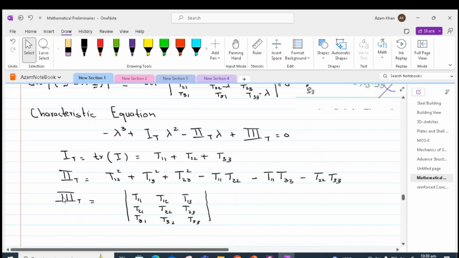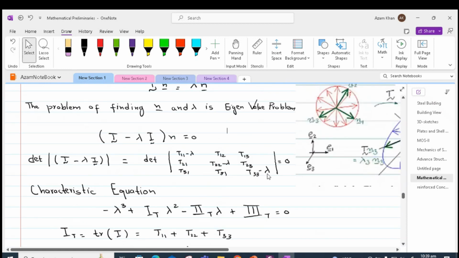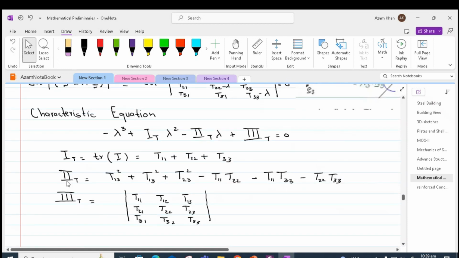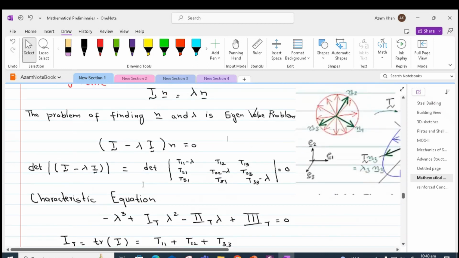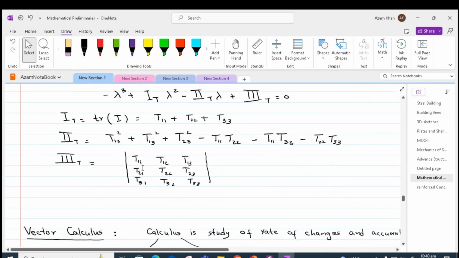1t, 2t and 3t. The invariant 1t is equal to the sum of the diagonal elements of the transformation matrix. The second invariant 2t is equal to t12 squared, t13 squared, t23 squared all added, minus t11 t22, minus t11 t33, minus t22 t33. Please note that t12, t13, t23, t11, t22 and t33 are all the components of the transformation matrix. The third invariant is the determinant of the transformation matrix.